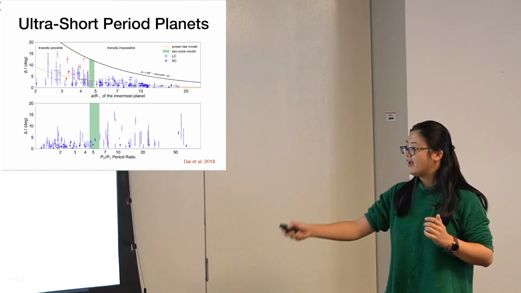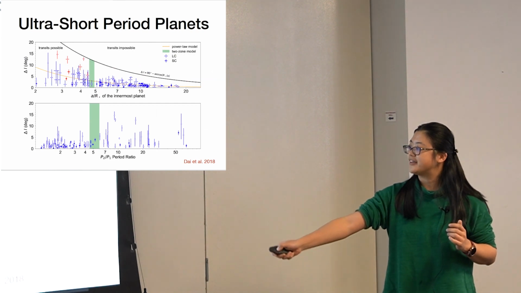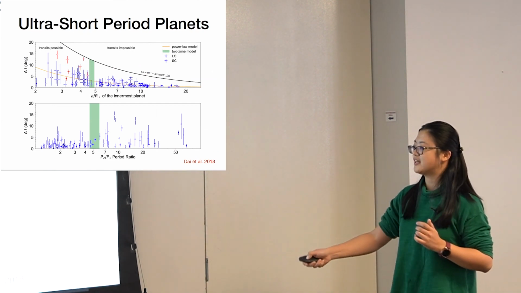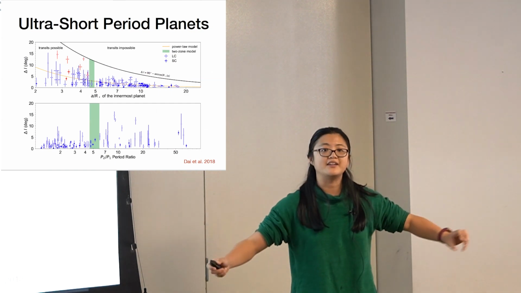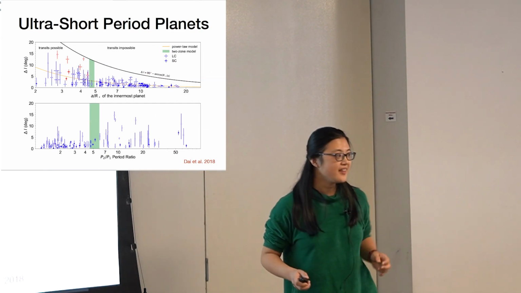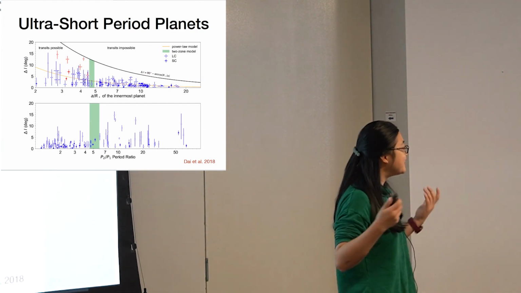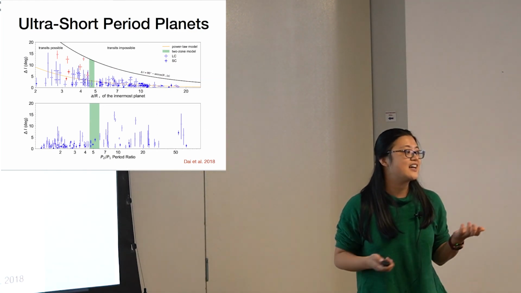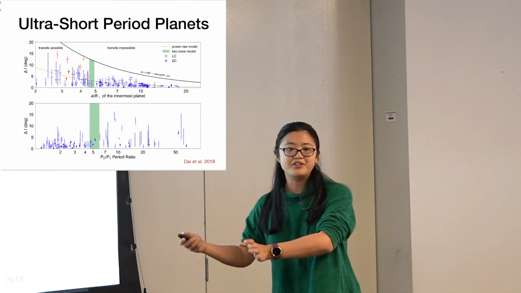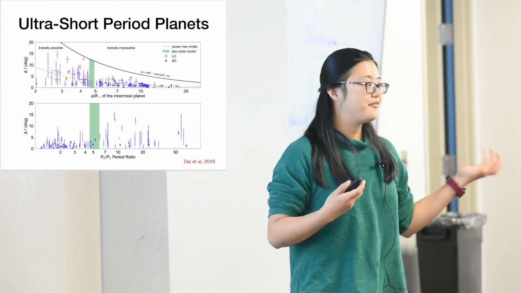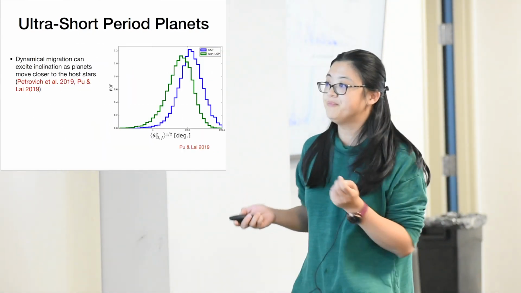And also, the planetary mutual inclination is larger when the period ratio is larger, so when the spacing between the planets is farther out. So what does this observational trend tell us about the formation of these planets, and constraining the primordial spin-orbital misalignment versus post-formation spin-orbital misalignment?